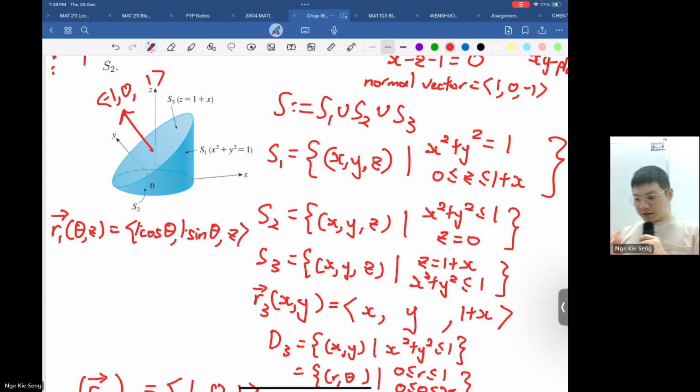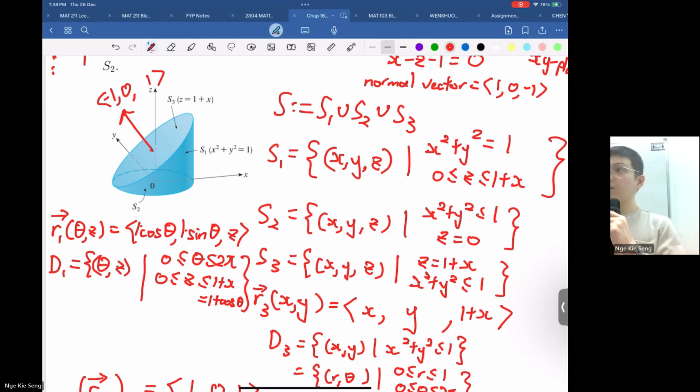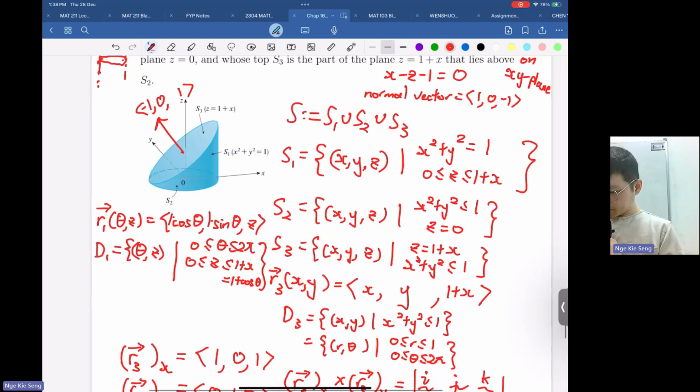In this way, we make it into a flat surface, because the domain here is just theta and z. Theta is from 0 to 2 pi, and z is from 0 to 1 plus x. So x in this case becomes 1 plus cos theta, that is R cos theta, but R here is 1. Does it make sense? Okay, so here is R1.